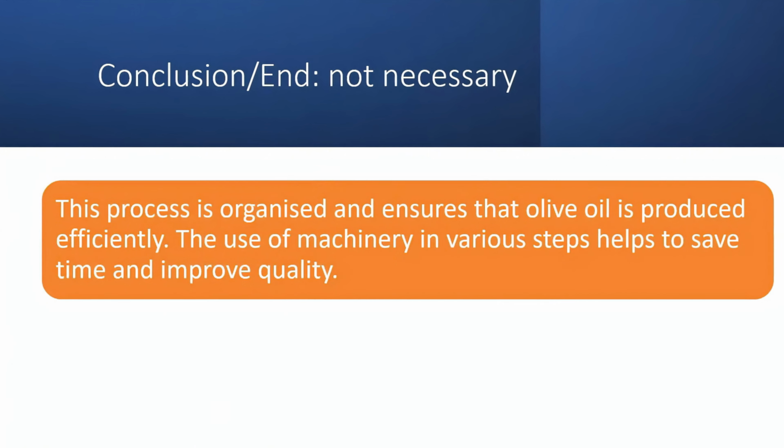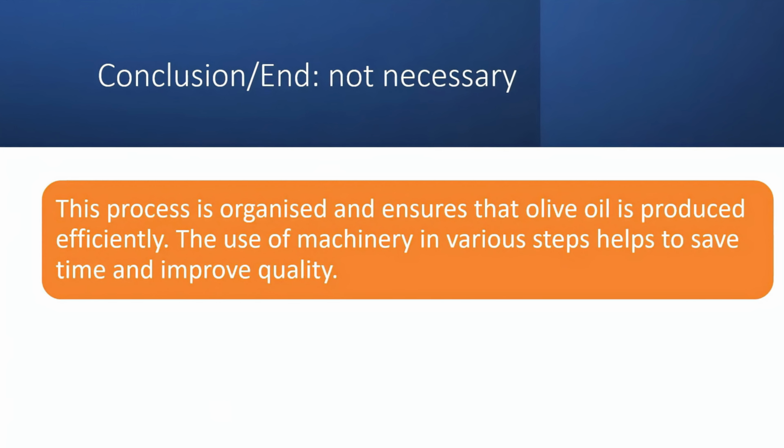So basically, you do not need to give an end. What you have are four paragraphs. You've got the introduction, overview, two main bodies, and that's really the end. You don't need anything else. However, if you insist on writing an end, it may look like this. This process is organized and ensures the olive oil is produced efficiently. The use of machinery in various steps helps to save time and improve quality.